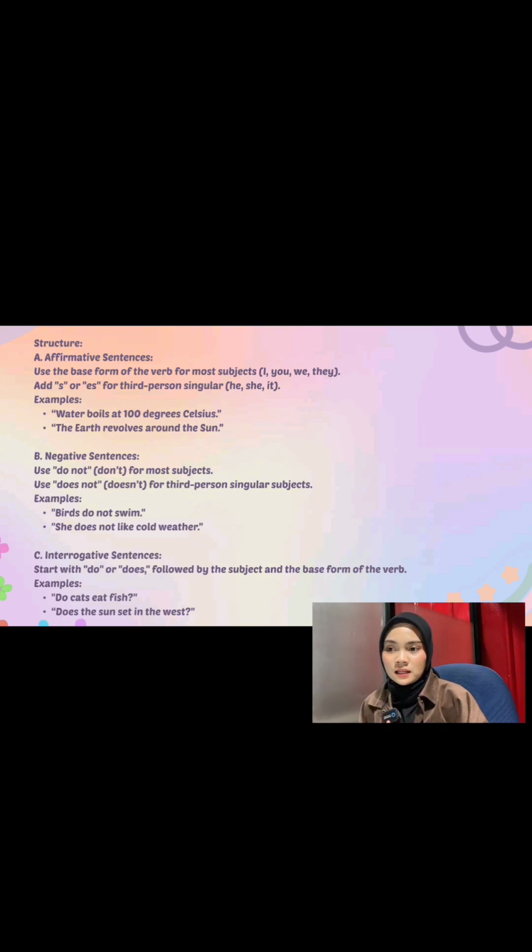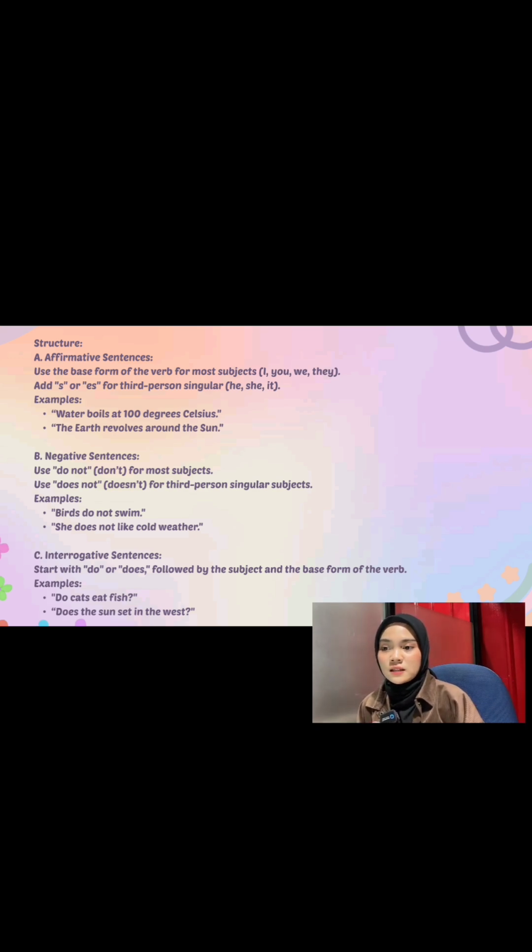B. Negative sentence. Use do not or don't for most subjects. Use does not or doesn't for third person singular subjects. Examples: first, birds don't swim. The second example: she doesn't like cold weather.